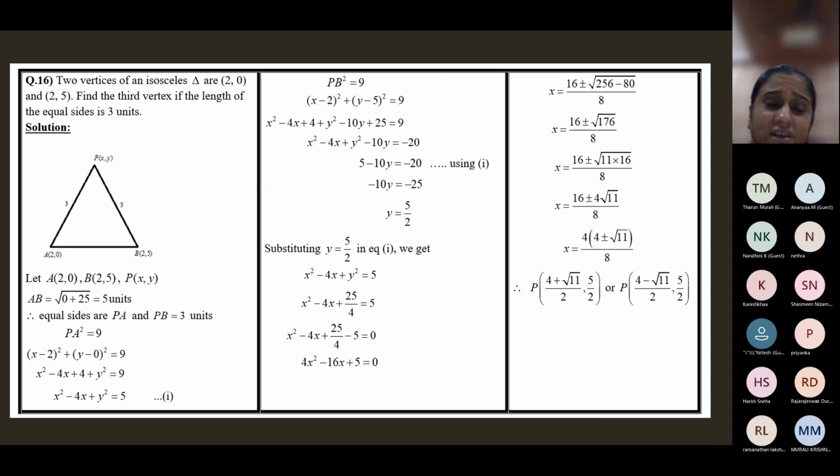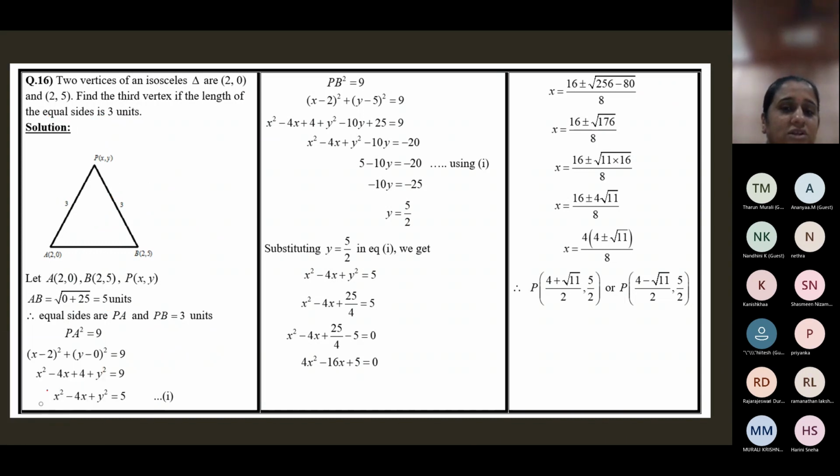You can call the third vertex C also. I've taken it as P. You can even take C. Let C be (x, y). Find AB using the distance formula. AB is 5 units. But it's given that the equal side is 3 units. AB is 5. That means it is not one of the two equal sides. It's that unequal side, that third side. So that means these two sides are equal. This is 3, and this is 5.